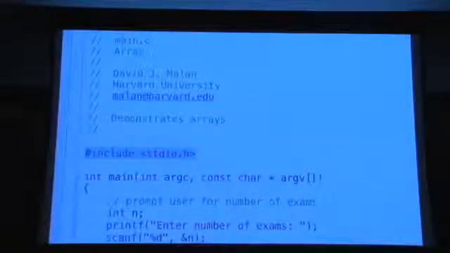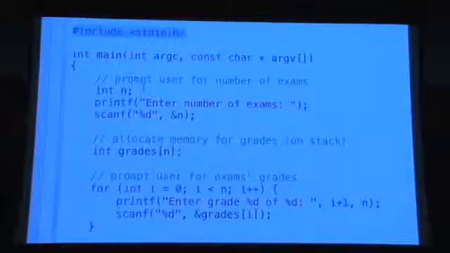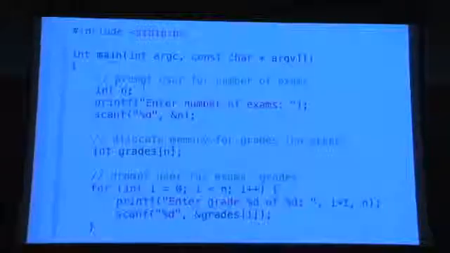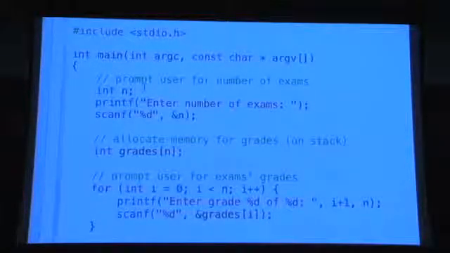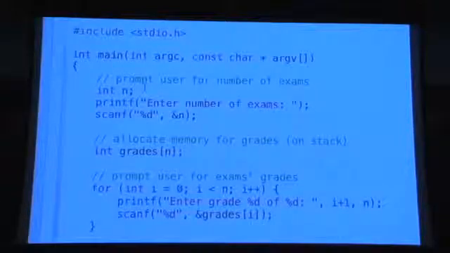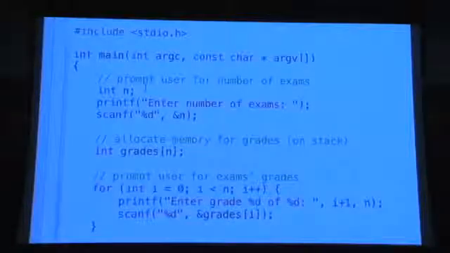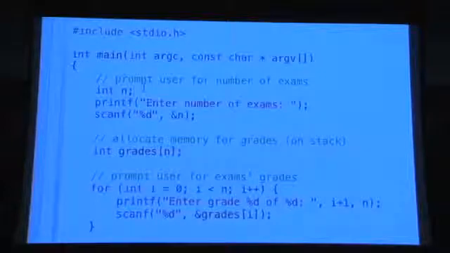Include standard I/O, just a quick sanity check. What is declared there, among other things? Printf is up there. All right, so int main argc, that looks familiar. So let's see what's going on. Prompt user for number of exams. So the context here is this is a simple little toy program that asks the user to tell me what your grades are on some tests or exams, and then it tells me my average just by adding them up and dividing by the total number of exams.